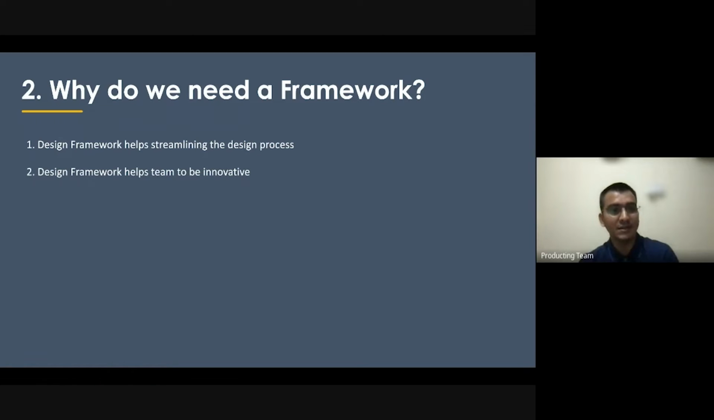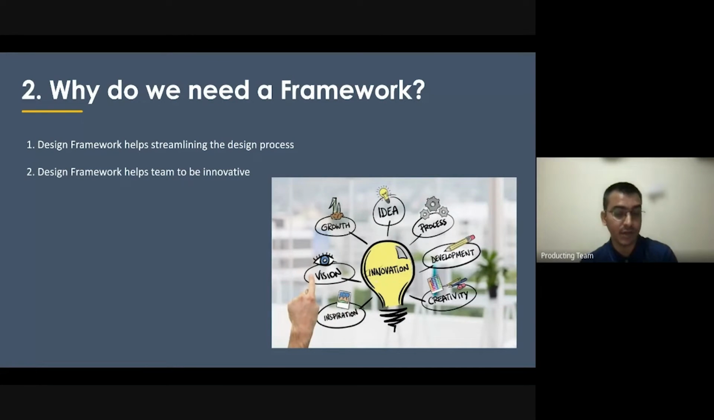Point number two, design frameworks help teams to be innovative. Okay, and how does this happen? So what happens is, when you run the entire framework multiple times, you become an expert in innovating, in ideating solutions for the problem.